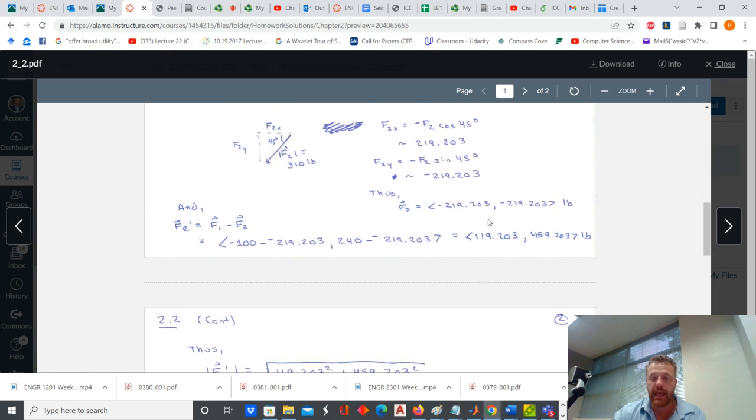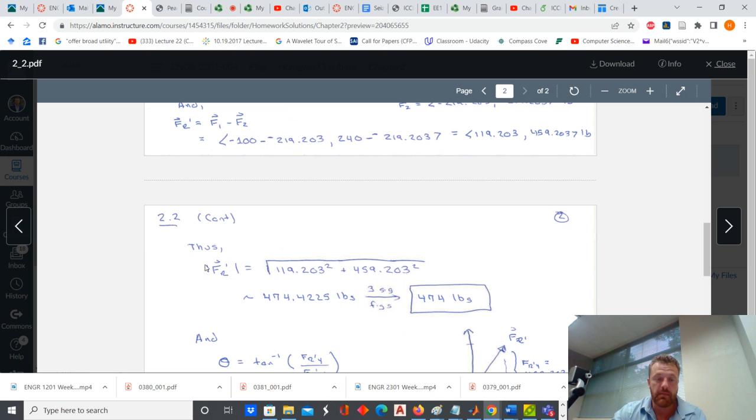So if I have a vector that has this x component and this y component, I can always find its magnitude. Remember, magnitude is just denoted by these absolute value signs, by taking the square root of the sum of the squares of the components. And in that case, if you go through the math and round to 3 sig figs, you'll find that the magnitude of this vector is 474 pounds.